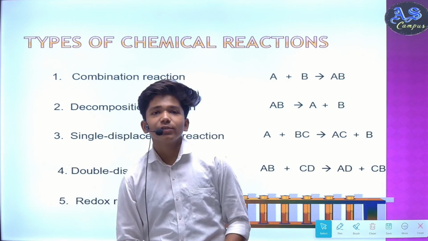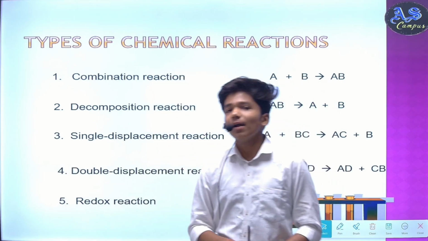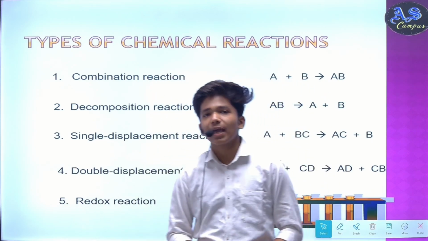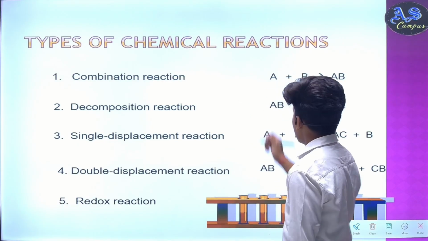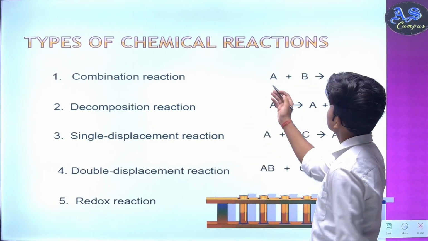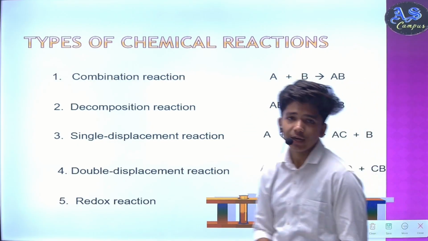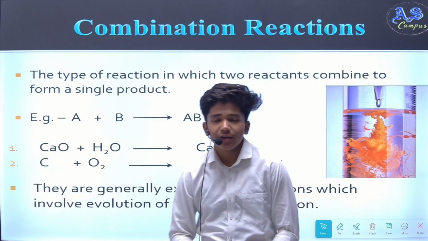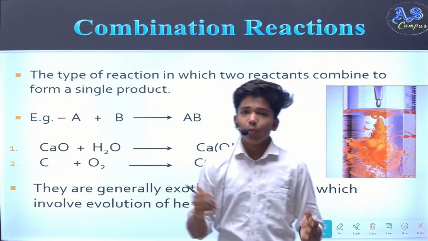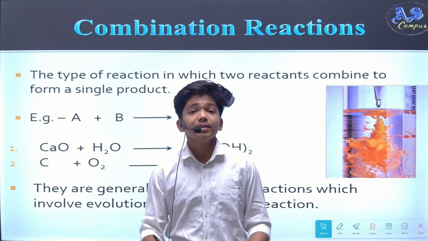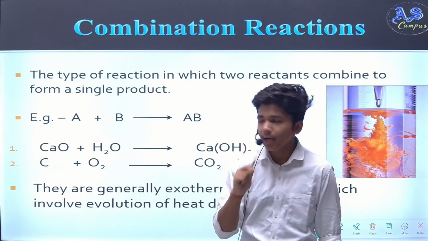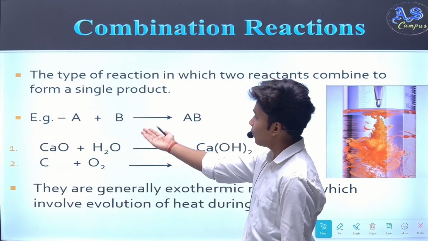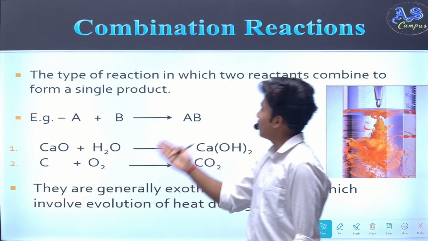So let's move on to the types of chemical reactions. There are mainly 5 types of chemical reactions. The very first type is a combination reaction. This is the general form of a combination reaction: A plus B gives AB. So what is a combination reaction? It is a type of reaction in which various reactants combine to form a single product. For example, the general form I have already told you, A plus B gives AB.